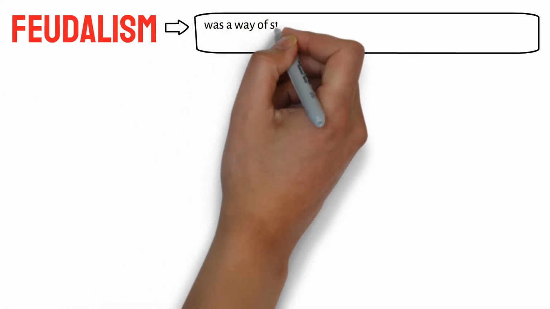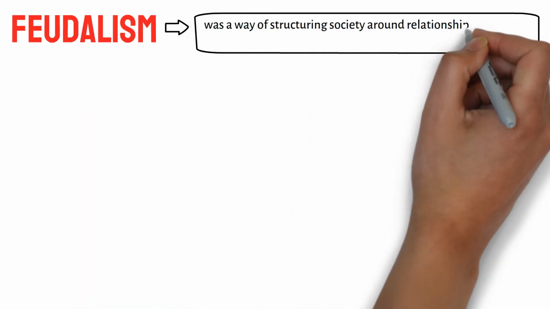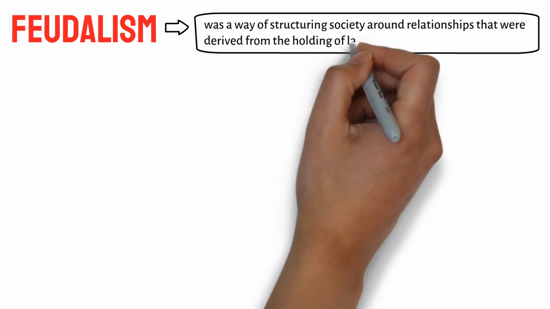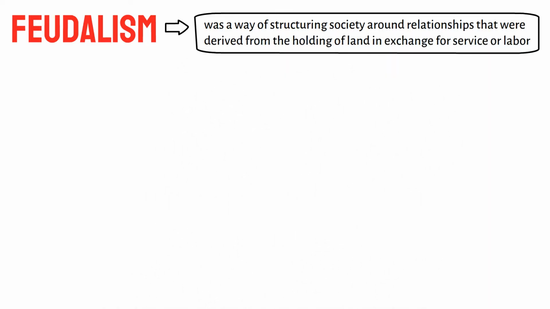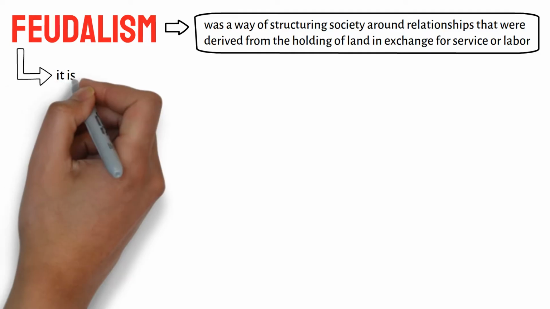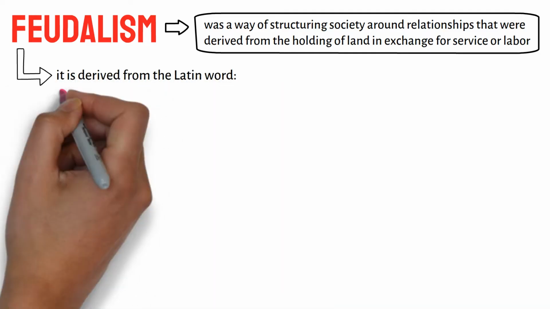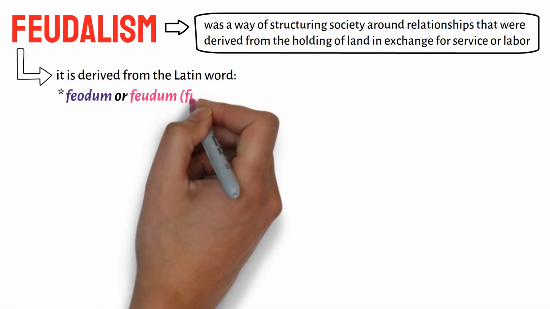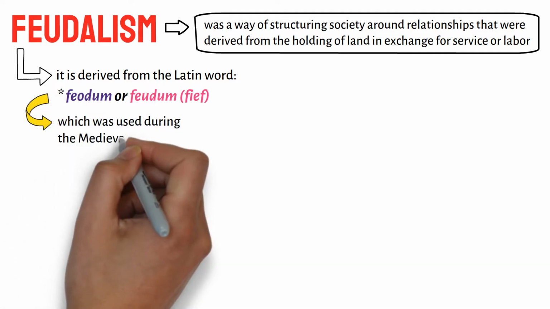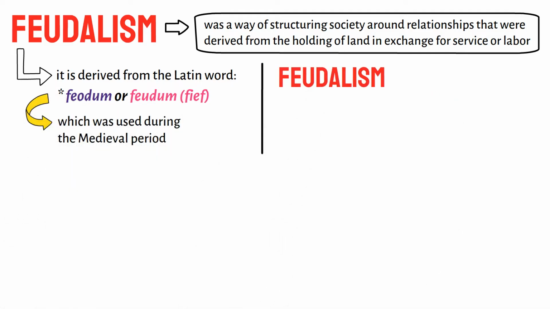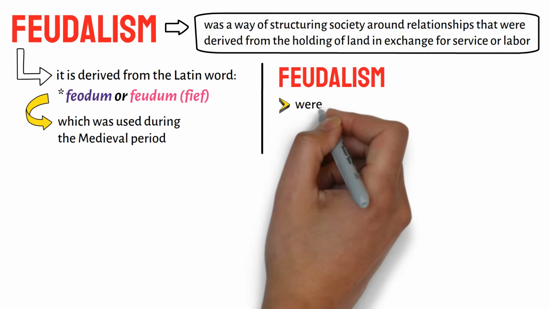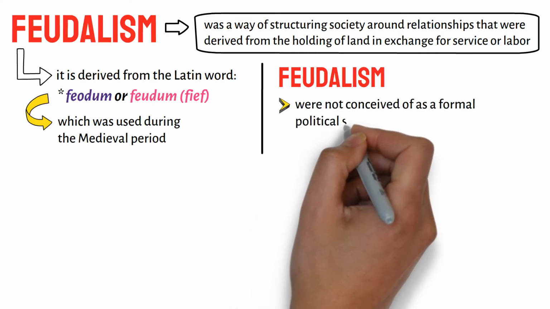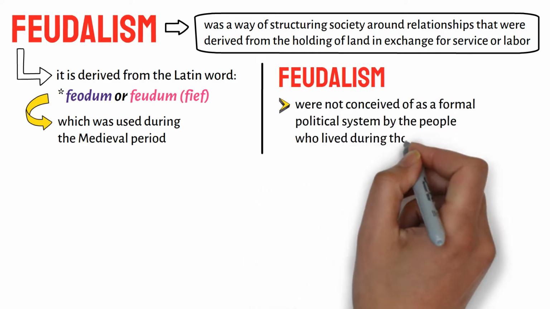As we can see, feudalism was a way of structuring society around relationships that were derived from the holding of land in exchange for service or labor. Although it is derived from the Latin word feodum or feudum, that is, fief, which was used during the medieval period, the term feudalism and the system which it describes were not conceived of as a formal political system by the people who lived during the Middle Ages.